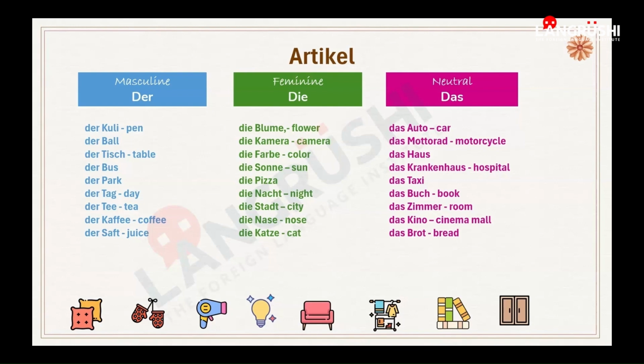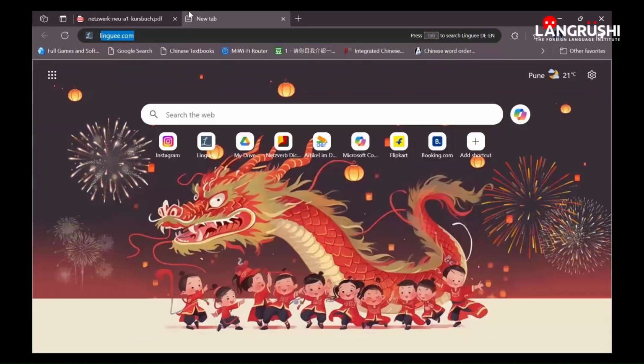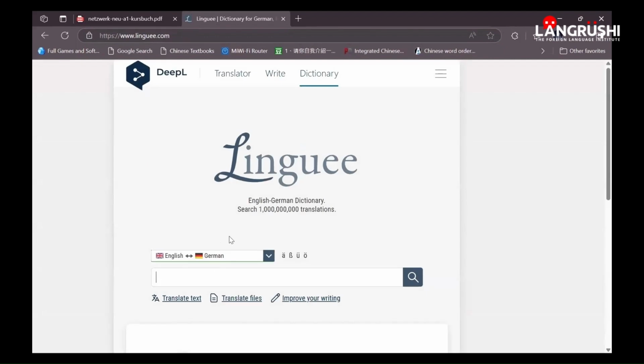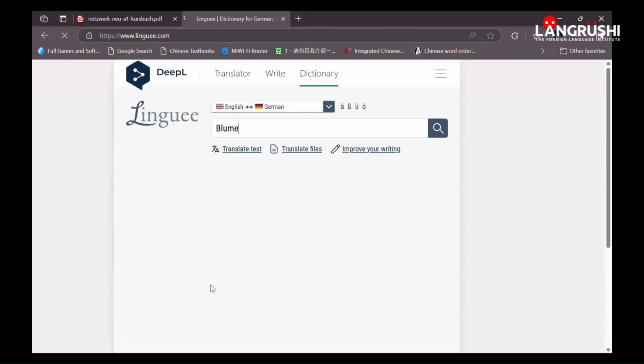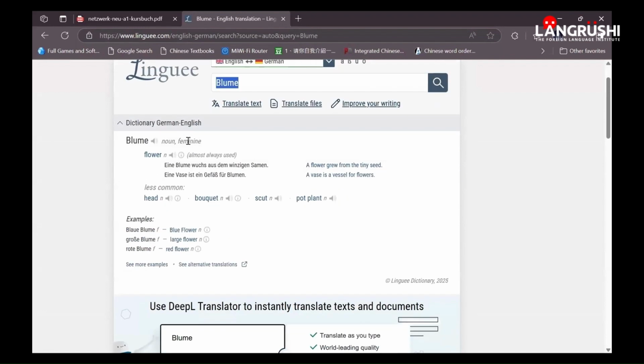So every time you try to learn new vocabulary, there will be these words der, die, das, and those words will tell you what gender that word has. Now where do we find these genders? You can find them in dictionaries. Have you all downloaded this dictionary? Any dictionary will do. This is my favorite. The Linguee dictionary shows you the gender as well.